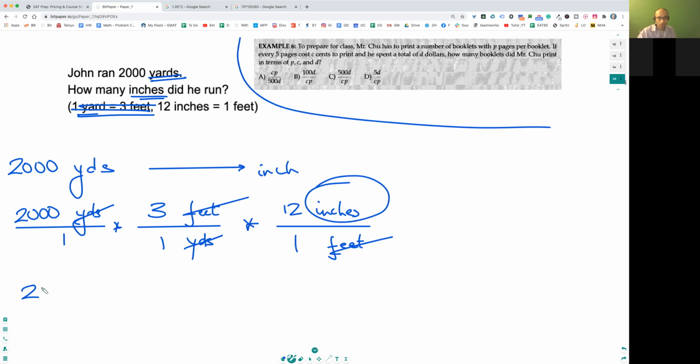So now let's think about this. 2,000 over 1 times 3 over 1 times 12 over 1. Well done. So now this one is going to be 3 times 12. You can do the calculation. It's going to be 72,000. So very good, many of you have been able to solve this.